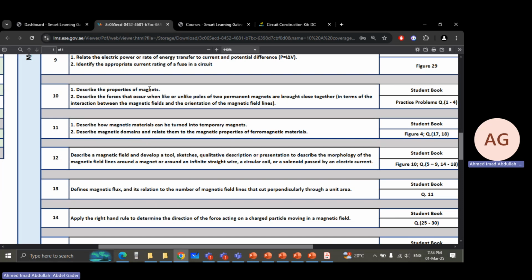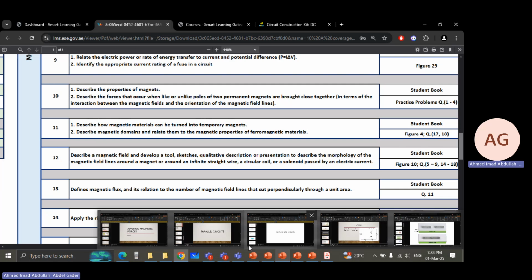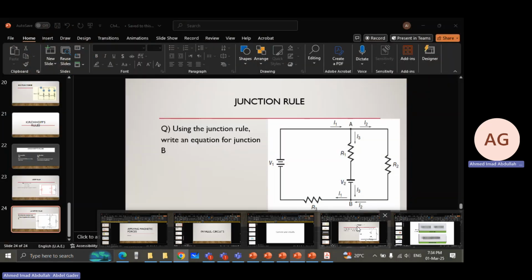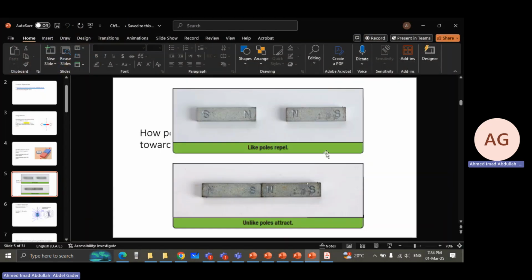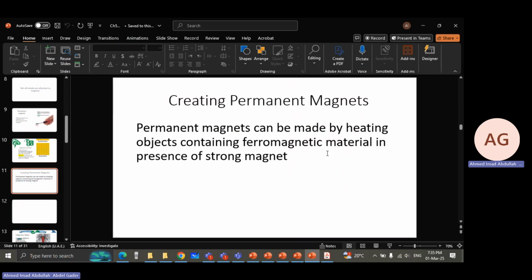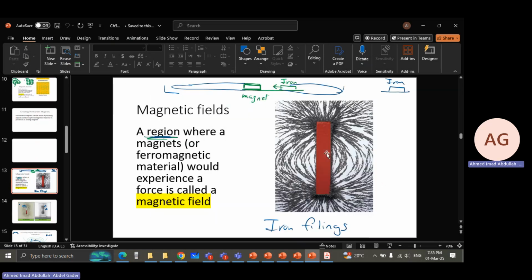Other properties of magnets: if you break magnets down into smaller pieces, they will still have two poles, or brought closer in terms of interaction between magnetic fields and orientation of the magnetic field lines. As for the direction of magnetic field lines and their general shape, let's have a look. So these are magnetic field lines.